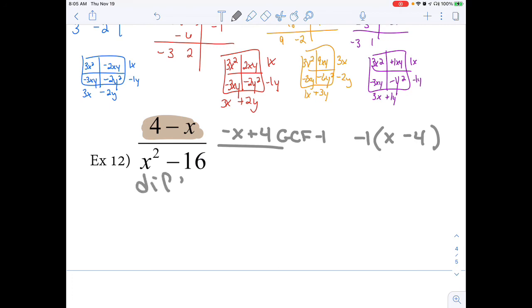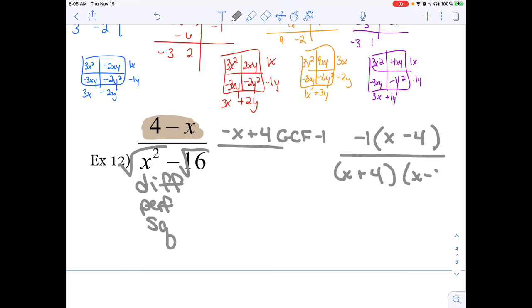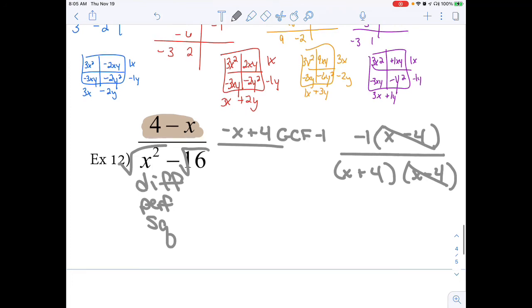Over here, I'm going to notice it is the difference of perfect squares. And yes, you should be able to see that by now. So you're going to do their square roots. I'm going to do the square root and the square root. One's going to be a plus, x plus 4. One's going to be a minus, x minus 4. I see I have an x minus 4 that matches identical. My final answer is negative 1 over x plus 4.